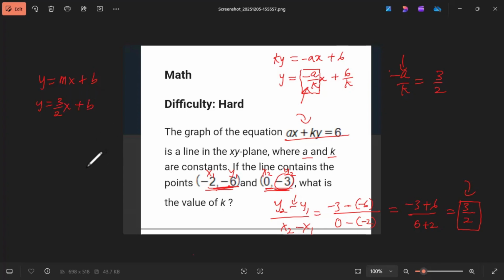Yeah, so we know the slope is that. So what else do we know? Just 1 second. Okay, guys, I see it now. Let's resolve this problem again.